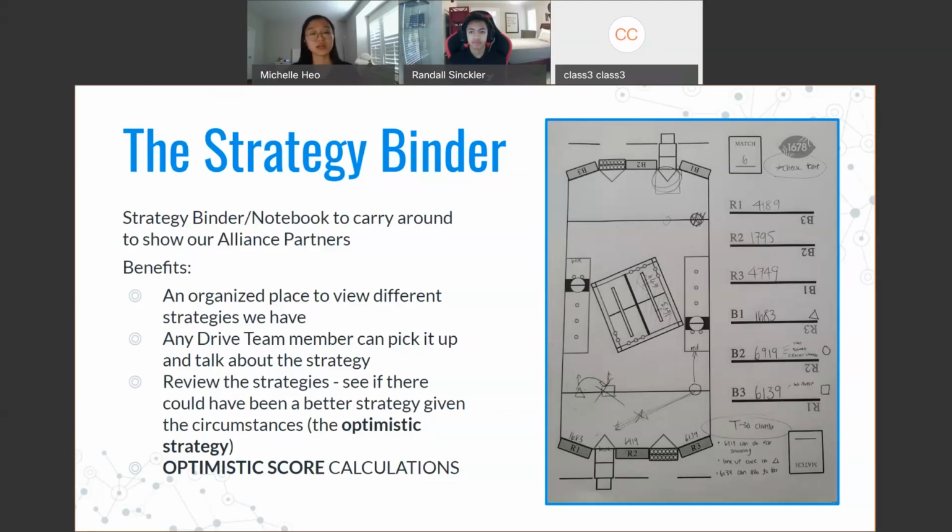The binder serves as an organized place to put your strategies, which helps with simple organization and post-match review. As mentioned before, estimated point calculations are very important, and I often did them on the binder so that I could draw pathways that made sure the alliance partners didn't interfere with one another's objectives.